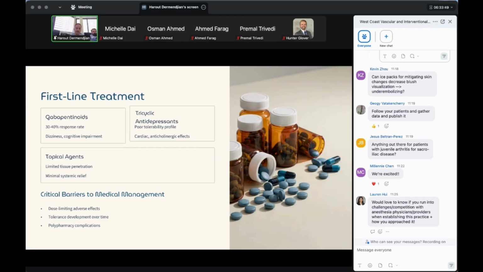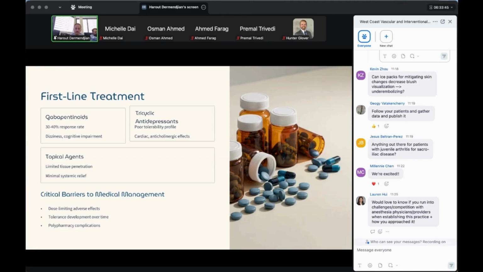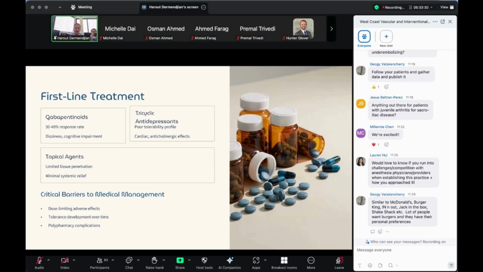Same thing with tricyclic antidepressants, poor tolerability profile, right? So a lot of anticholinergic effects. Patients don't like it. They self-stop the medication, and that's one of the problems with just medical management of this diabetic peripheral neuropathy. It's really painful. And again, they all try topical agents, creams. They go to the pharmacy. They're trying all sorts of medications to help their neuropathy.